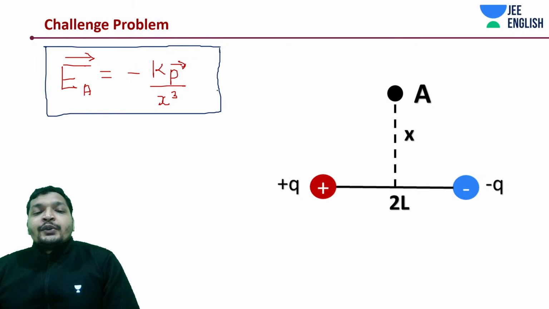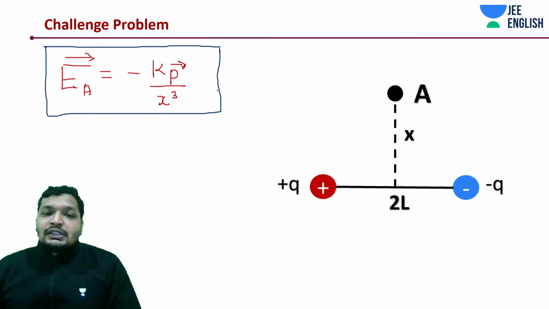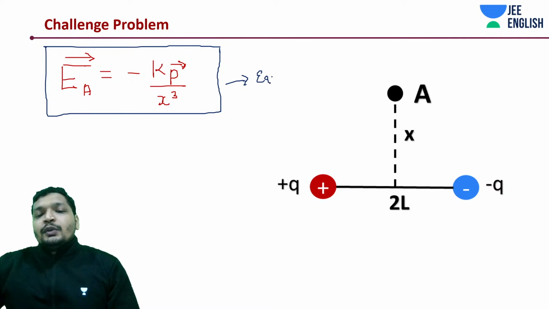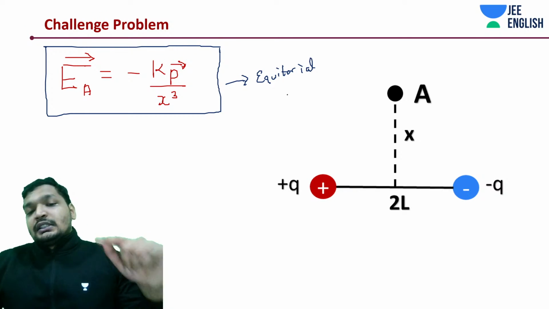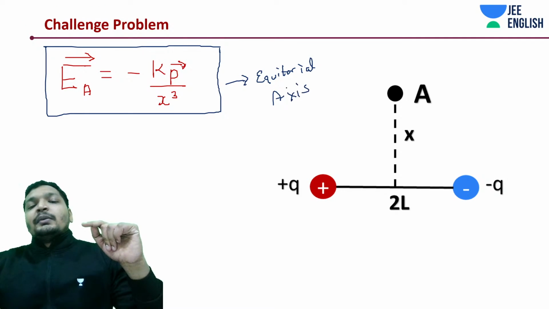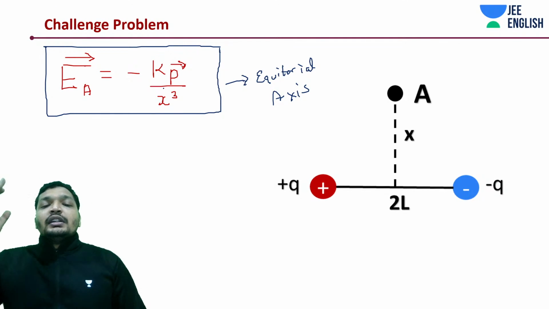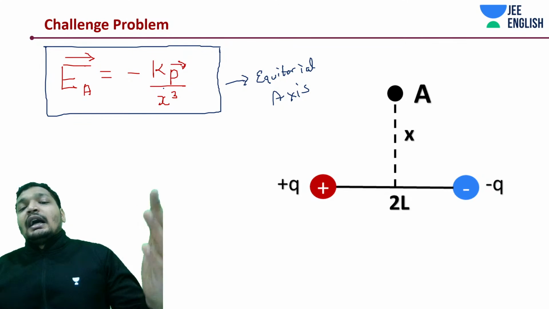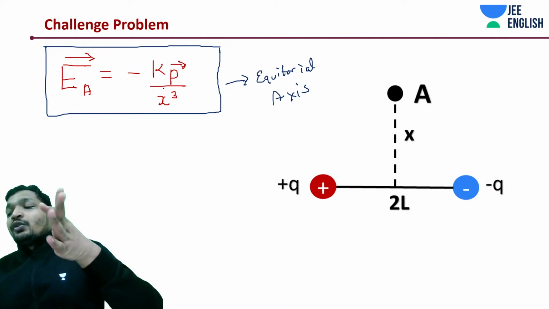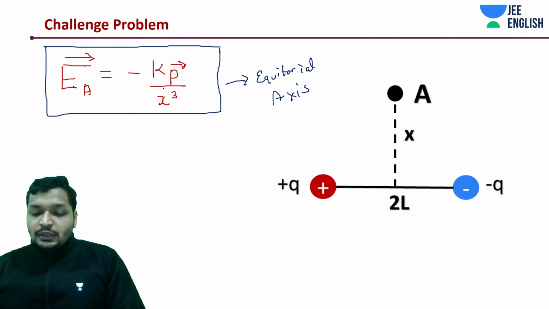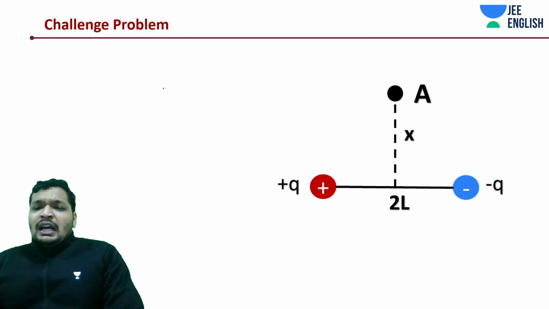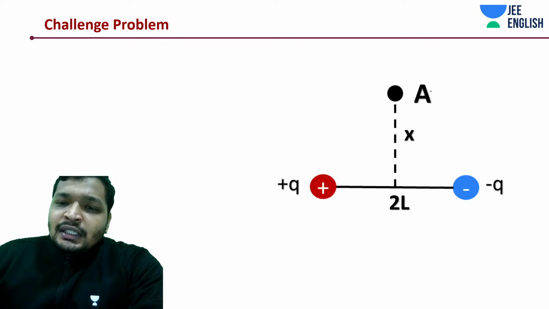But what you're going to do is another important thing. This is on the equatorial axis. There was a 2. Don't forget the 2 on the dipole axis. Just don't memorize it as k into p divided by x cube. Just throw a negative for equatorial and a positive for dipole axis, along with the 2, don't forget that. Alright.